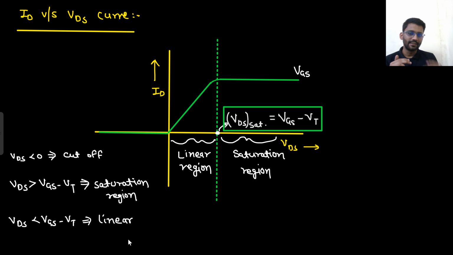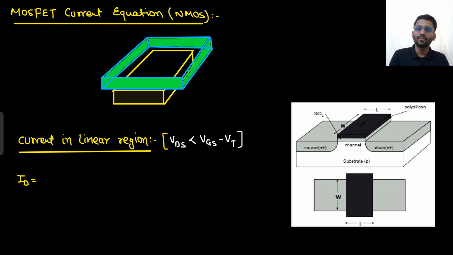And if VDS is greater than VGS minus VT, that means it will be in the saturation region. Well and good. So now we will see the MOSFET current equation. What I have drawn is the channel. Channel I have drawn, but the channel in 3D.